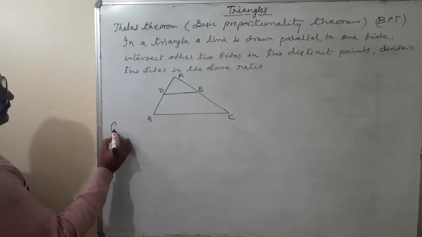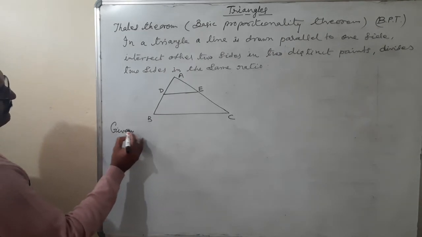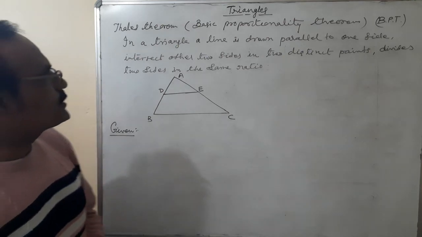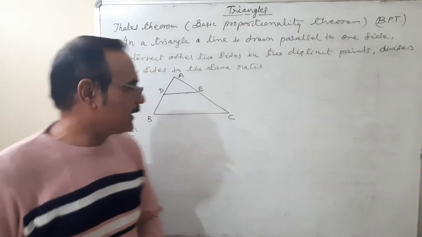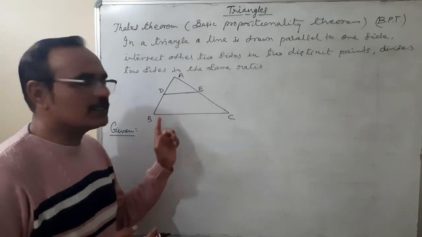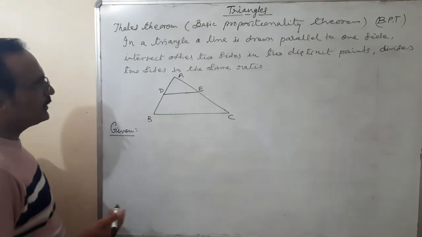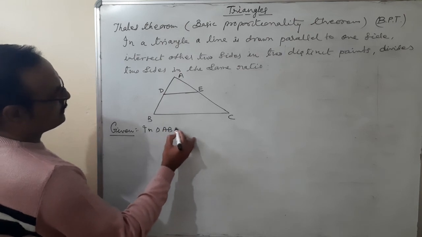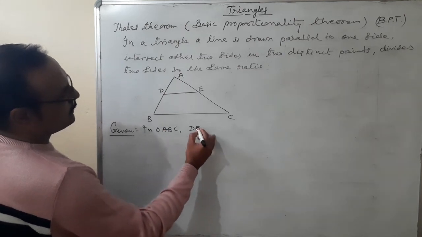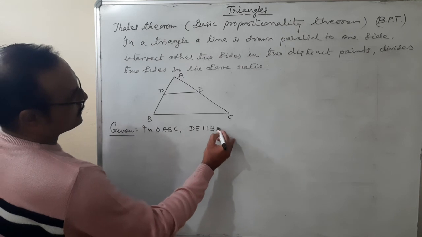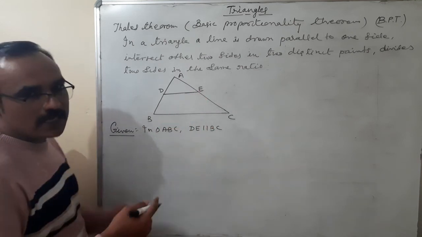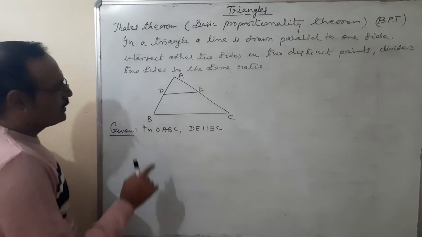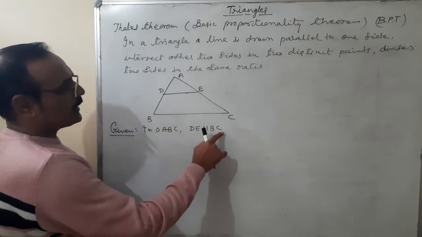First, given. In the given, which term is given? I think in a triangle ABC, one line DE is parallel to BC. So simply I'll write here, in triangle ABC, DE is parallel to BC. In fact, for this DE, the points which I have taken, you can also take any points by your choice. In triangle ABC, DE is parallel to BC.